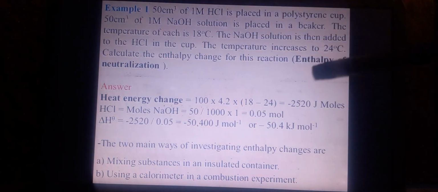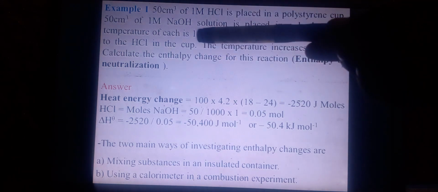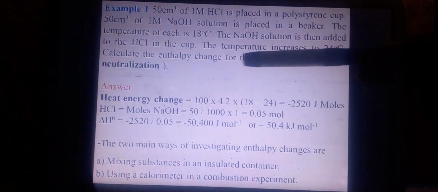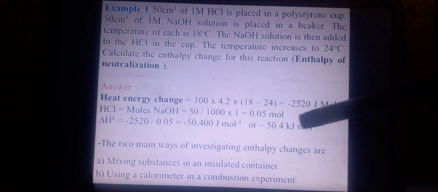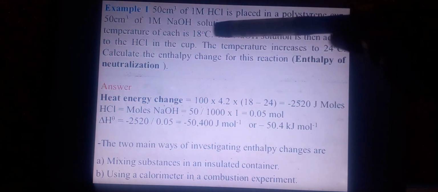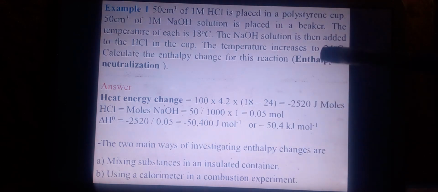These are equimolar solutions. The initial temperature of each of these solutions is 18 degrees Celsius. Then the temperature rise is to 24 degrees Celsius. This is the highest temperature. So if you want to get the temperature increase, we take 24 minus 18, which will give us 6 degrees Celsius. So remember, this one is an exothermic reaction.